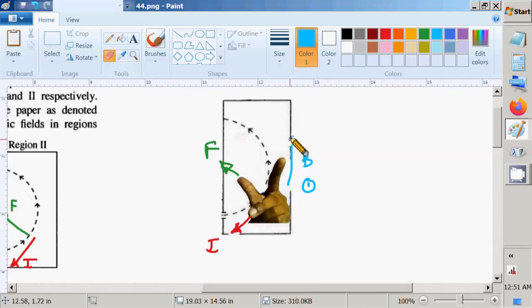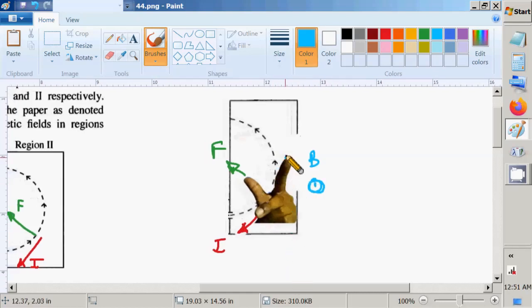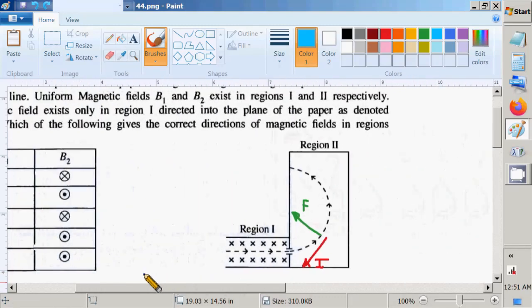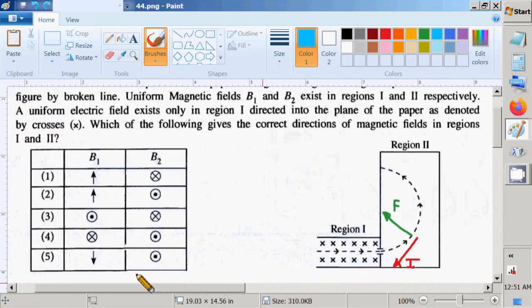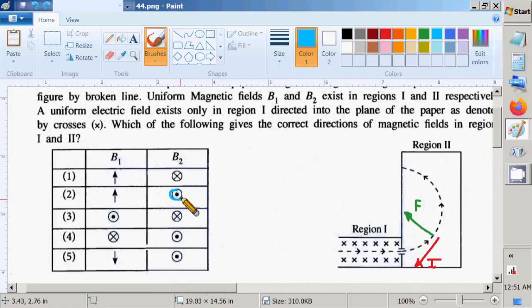This arrow is wrong. The arrow point we can see like this, that is the dot, because out of the paper this finger is pointing out. So then this one is the answer. Earlier both of these we selected, so now this second one is the answer for this question.